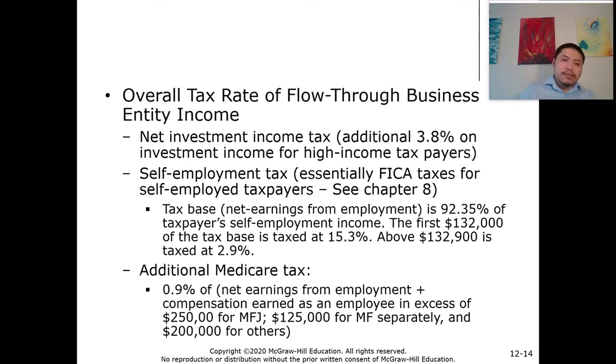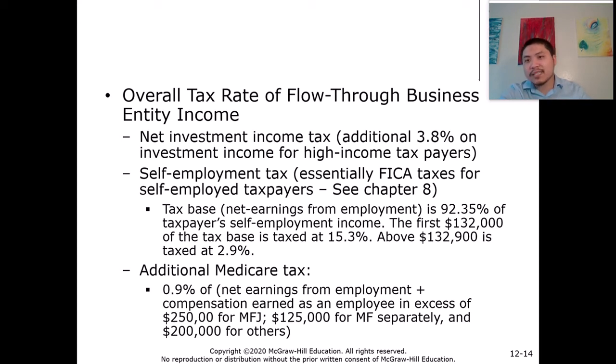And then besides that, the business owner also has to pay the self-employment tax, which is the FICA taxes, right? In FICA tax we have Social Security tax and Medicare tax. For self-employed taxpayers, they have to pay the employer portion of FICA by themselves, and they also have to pay the employee portion of FICA tax.